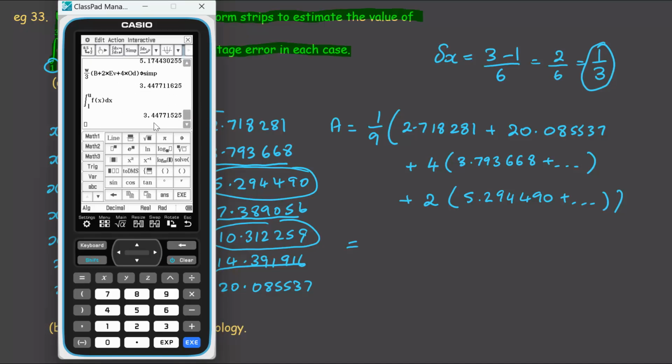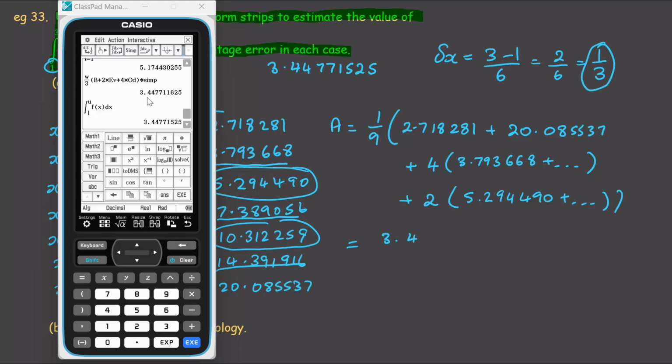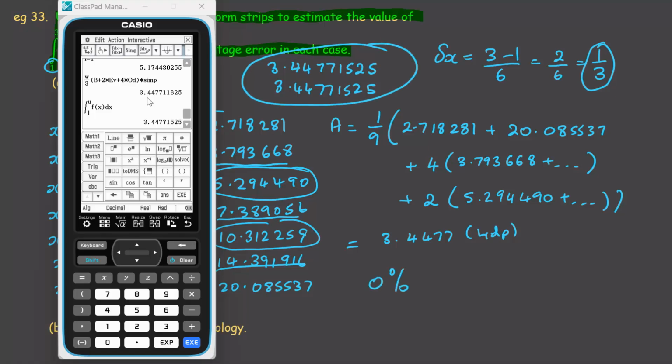And you can see the true integral here, which we're actually going to need because we want the percentage error. So I'm going to write that one down just up here for now. 44771525. And then I want to find my Simpson's rule, which is the one just above it here. So 3.4477 if we go to 4 decimal places there. But let's make a note of that one. 3.44771525. Wow. So 0% error. It's exactly the same number.